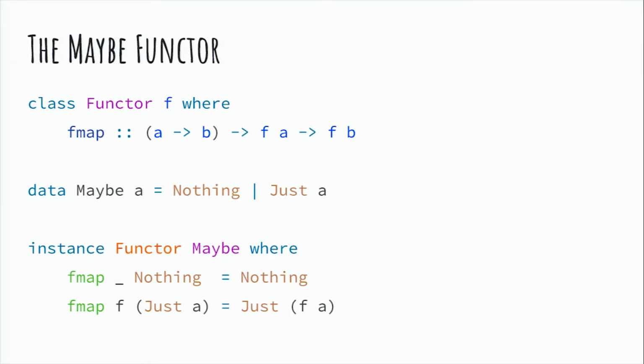And for Maybe, which is maybe a value, maybe not, maybe Nothing, if you try to map a Nothing, then there's nothing to map, so we can just say it's Nothing. If we try to map f over Just a, so we have a value, we have a function f, then we just apply f to that value and we get Just a value back. So this is a very simple definition. You can do lots of useful stuff with it.